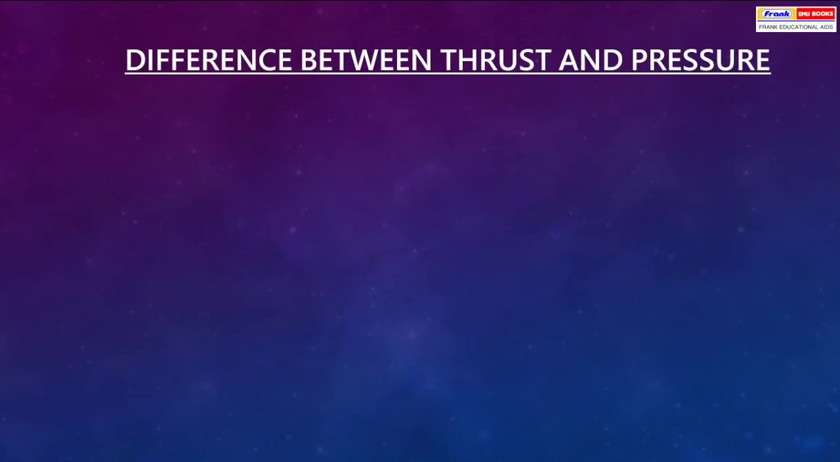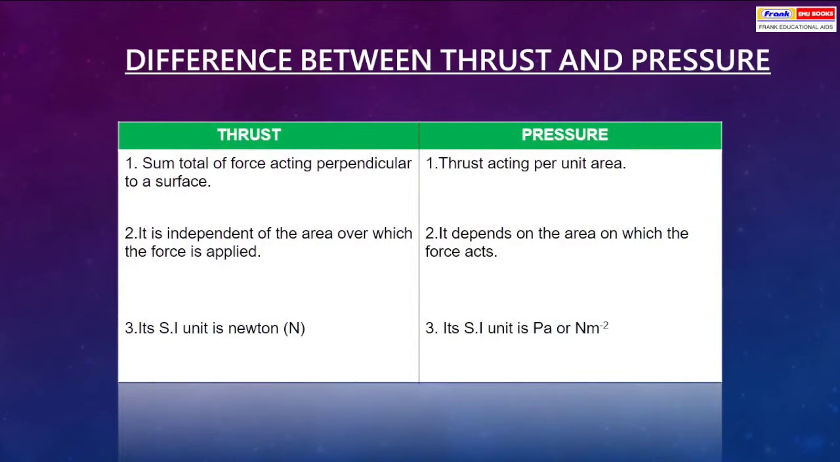Difference between thrust and pressure. Thrust is basically the sum total of force acting perpendicular to a surface. Pressure is thrust acting per unit area. Thrust is independent of the area over which force is applied. Pressure depends on the area on which force acts. Thrust, since it is a kind of force, has SI unit Newton. The SI unit of pressure is Pascal or Newton per meter square.